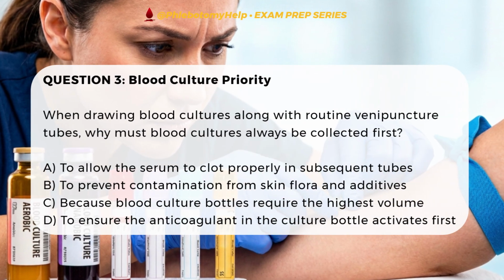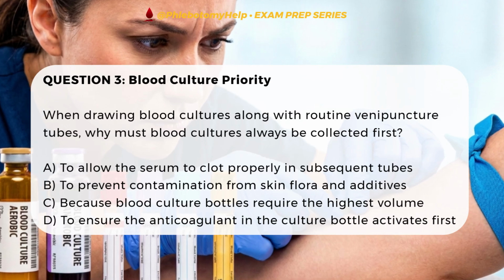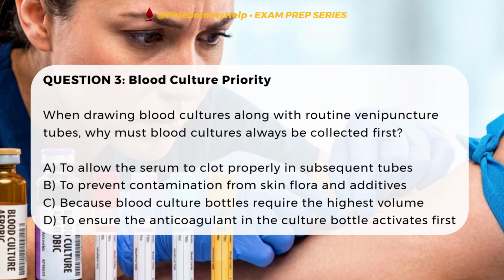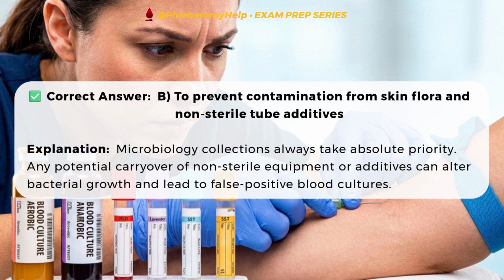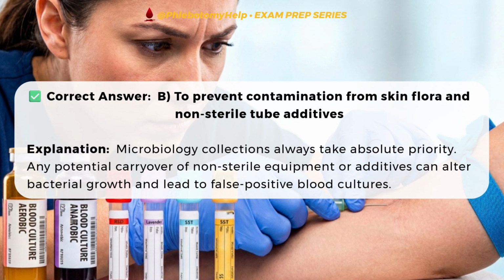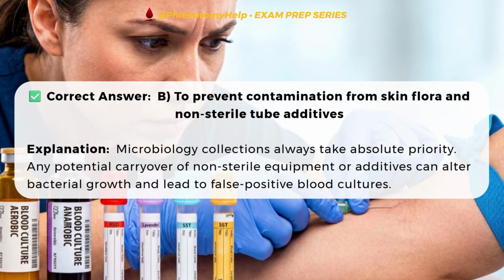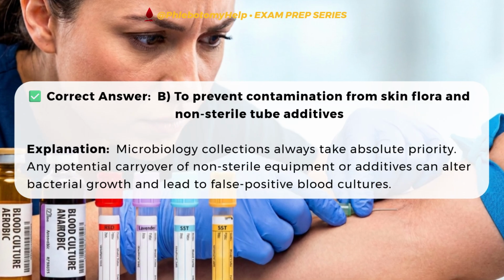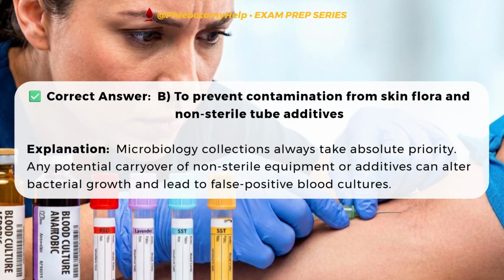Question 3. When drawing blood cultures along with routine venipuncture tubes, why must blood cultures always be collected first? The correct answer is B. To prevent contamination from skin flora and non-sterile tube additives. Microbiology collections always take absolute priority. Any potential carryover of non-sterile equipment or additives can alter bacterial growth and lead to false positive blood cultures.